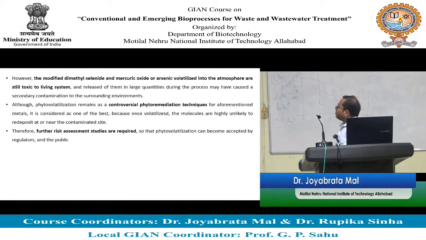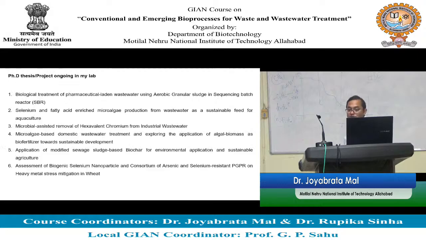But the main problem is the one I was talking about, what about this dimethyl selenide or mercuric oxide or arsenic, whether they are toxic or not. If they are toxic, how toxic are they. If they are less toxic, how much less toxic. How much air pollution is it causing. So this kind of research or further risk assessment is required for phytovolatilization. Okay, so I will stop it here.